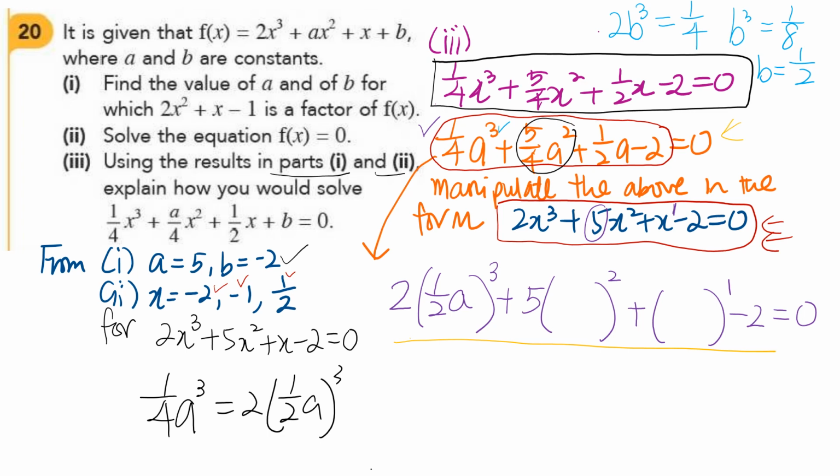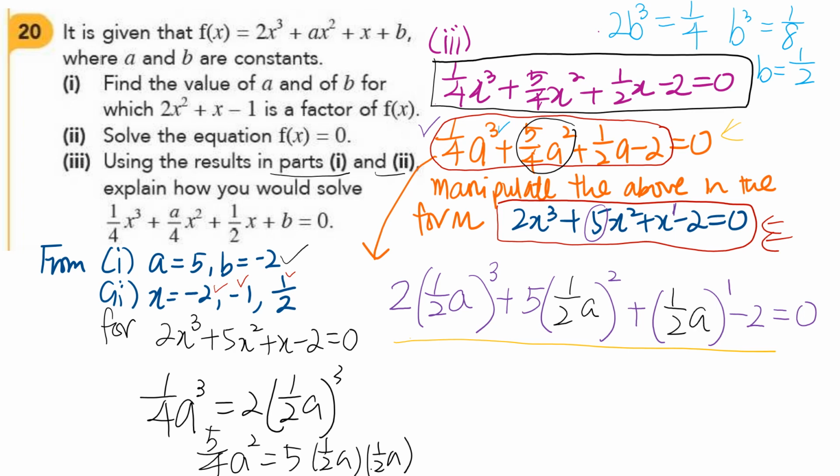Likewise for this term here, what goes inside there is half A, because 5/4 A squared will be 5 times half A times another half A, and that gives you 5/4 A squared. Then the last one, of course, is half A only. Then minus 2 equals to 0.